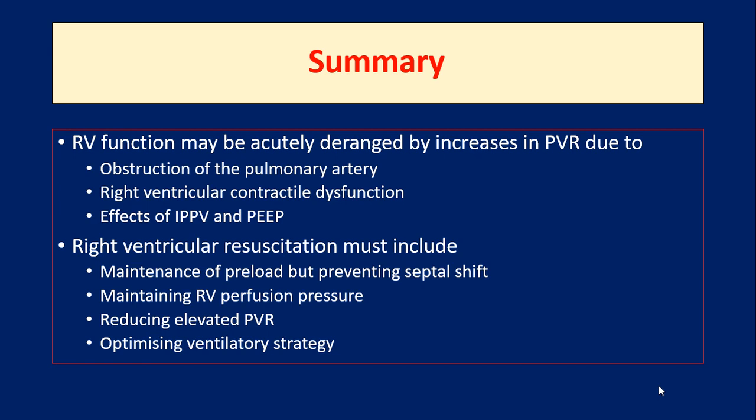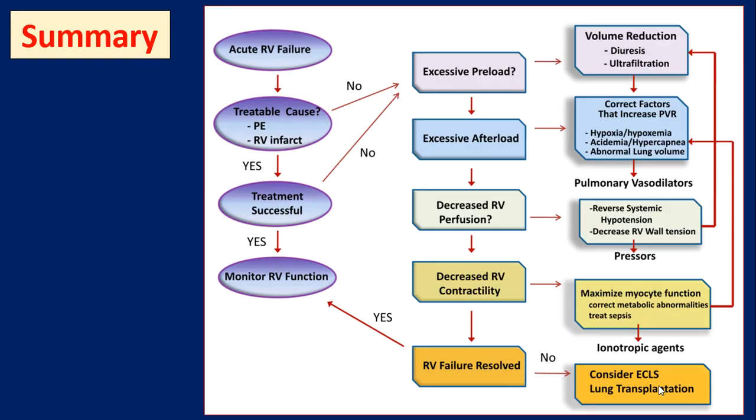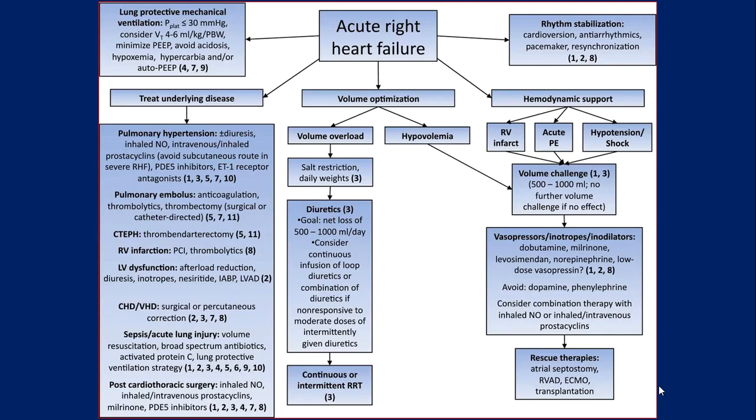Right ventricular resuscitation must include maintenance of preload while preventing septal shift, maintaining RV perfusion pressure, reducing elevated pulmonary vascular resistance, and optimizing ventilatory strategies. So we have already covered almost all of this.